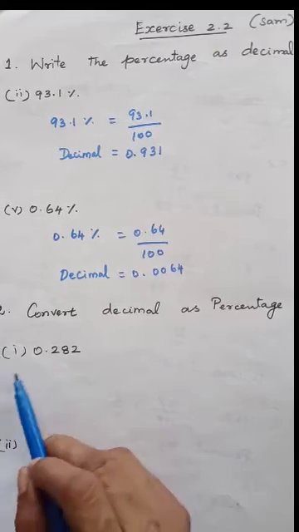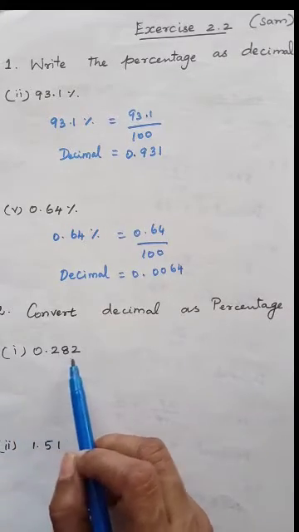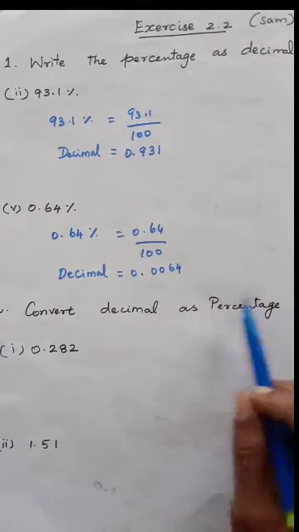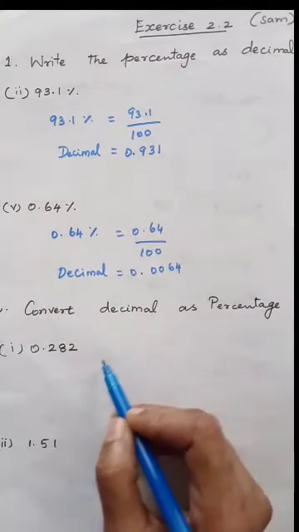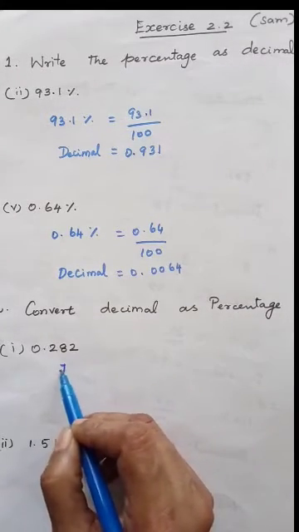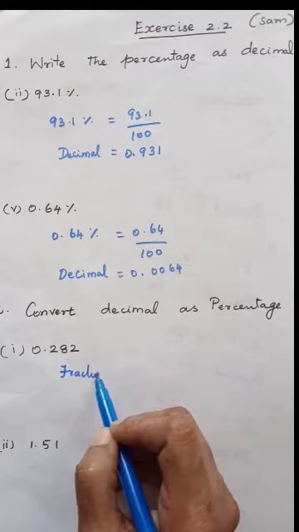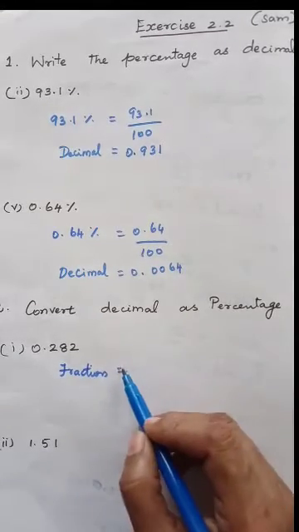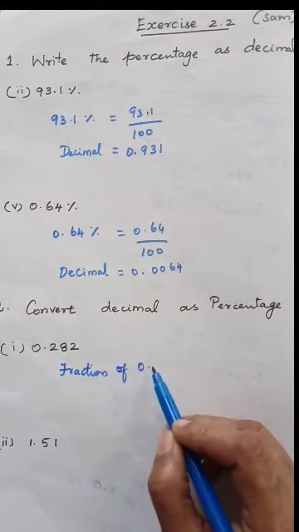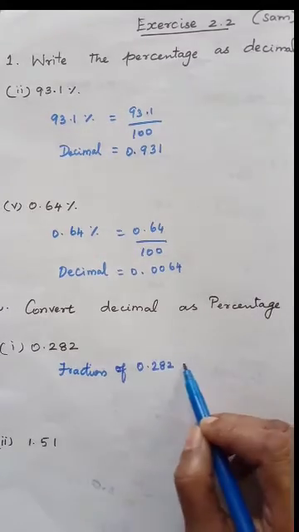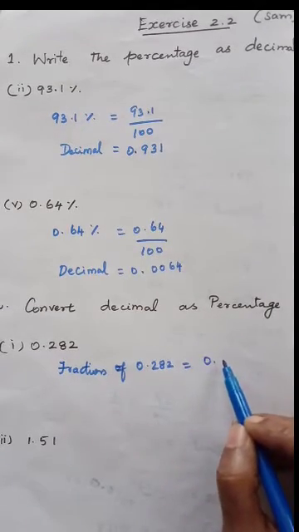Then convert the decimal to percentage is the second problem. In that, the first subdivision is 0.282. You have to change this to percentage. So first we shall change this to fraction. Fraction of 0.282 is equal to 0.282.